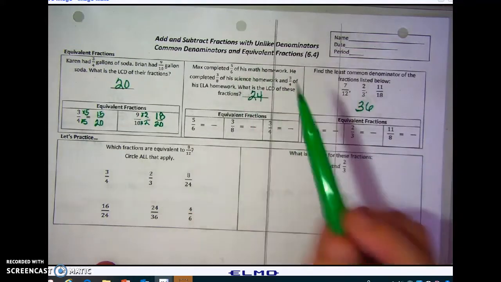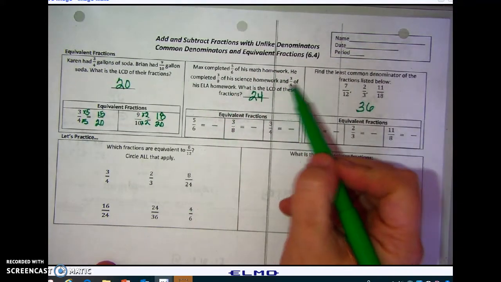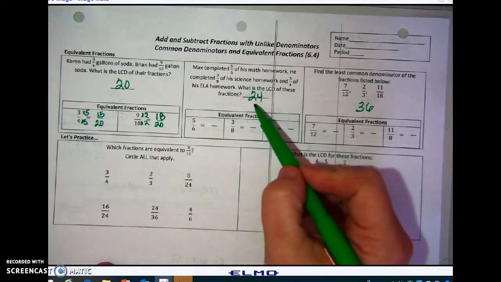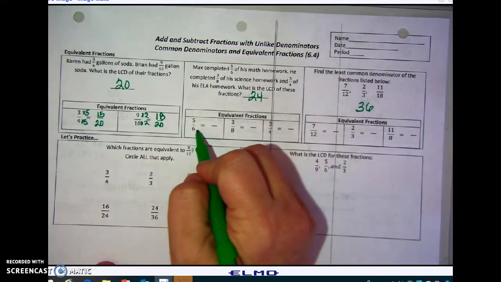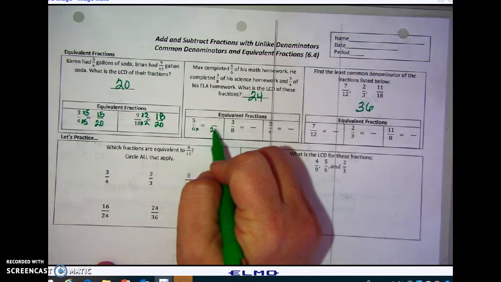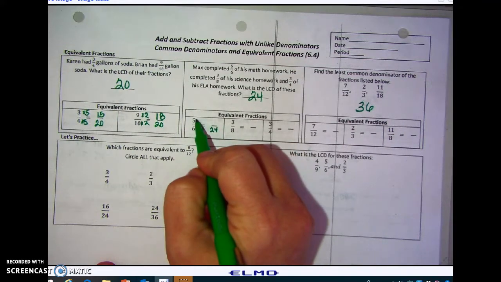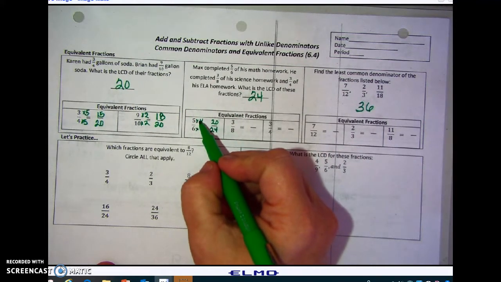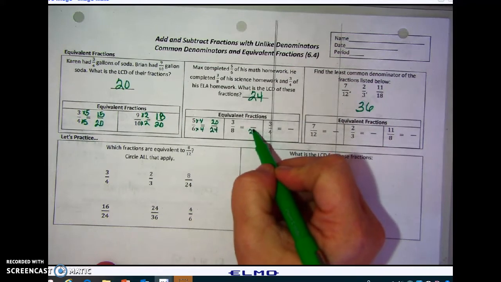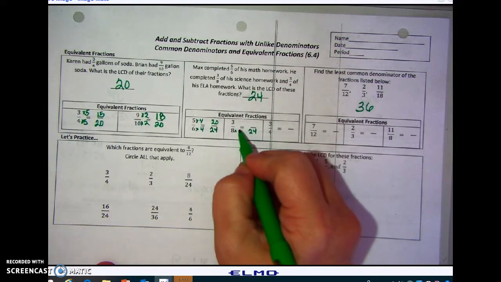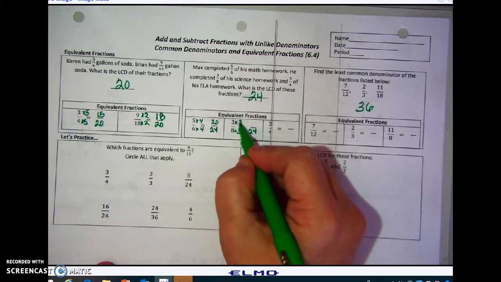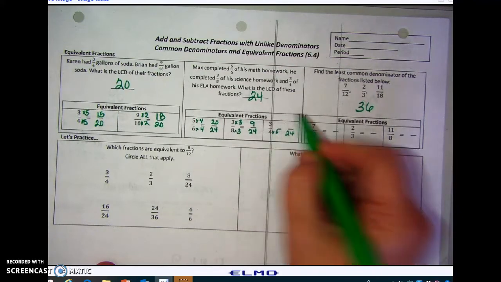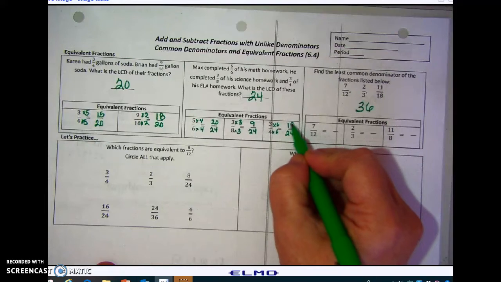Now, Max completed 5/6 of his math homework, he completed 3/8 of his science homework, and 3/4 of his ELA homework. What is the lowest common denominator of these fractions? And we've already decided that's 24. So what we're going to do now is 6 times what is 24, and that's 4, and 5 times 4 is 20. And what we're doing is whatever we do to the denominator, we do to the numerator. Again, 24. And 8 times what is 24? That's 3. So 3 times 3 is 9. I'm going to put 24 here. 6 times 4 is 24. So 6 times 3 is going to be 18.